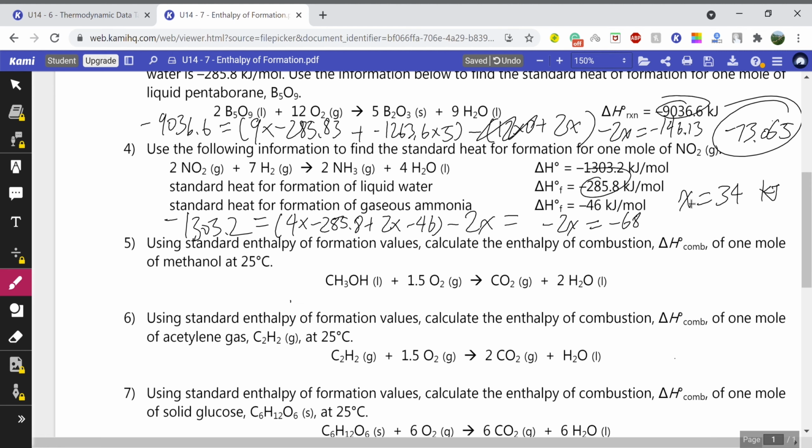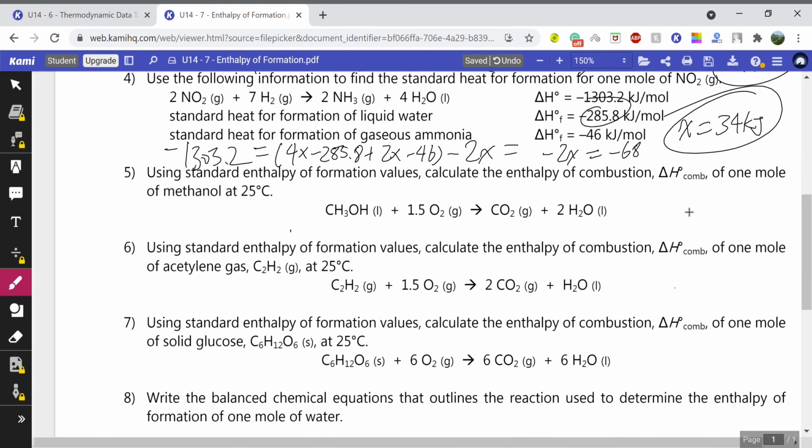Now let's see how many sig figs we round to. Over here we use 1 decimal place, and this is 0 decimal places. So since this has no decimal places, when we're adding, in the end we're going to remain with no decimal places. So our correct significant figure is going to be 34. Number 5 is the standard enthalpy of formation calculation.